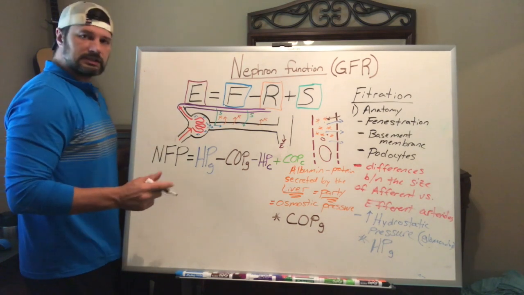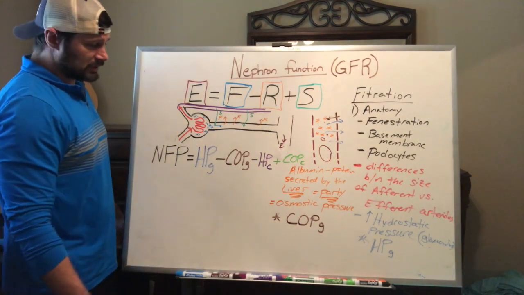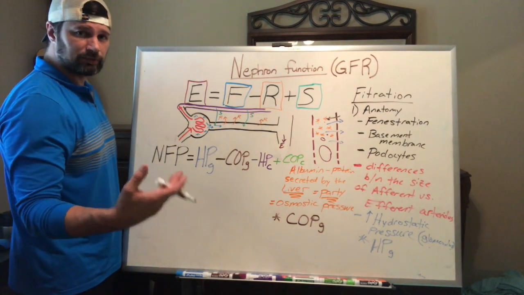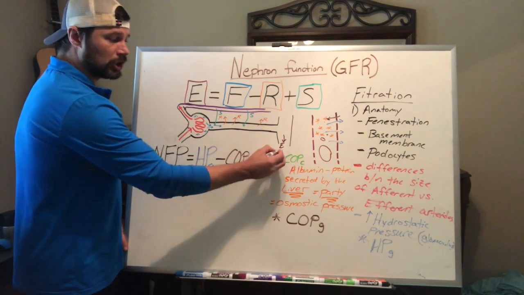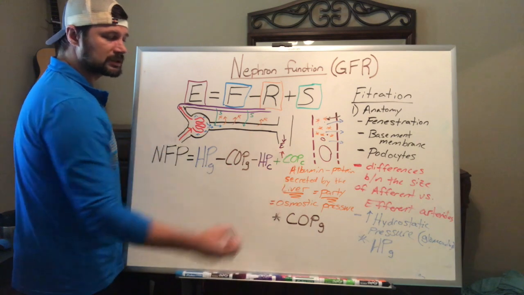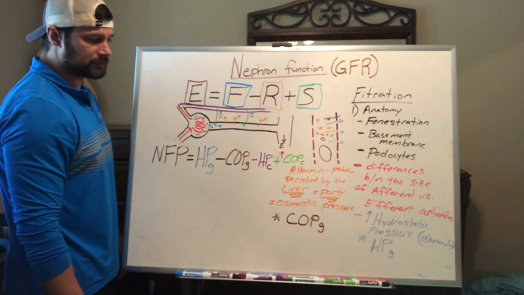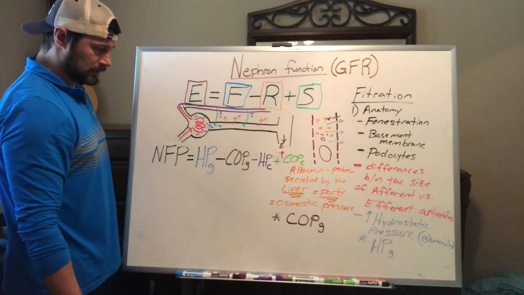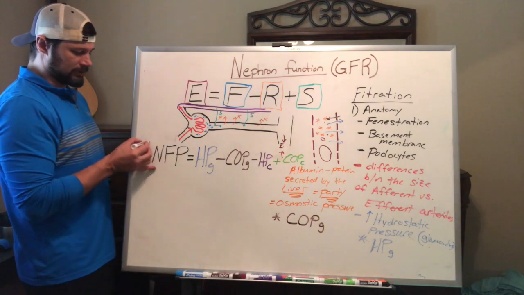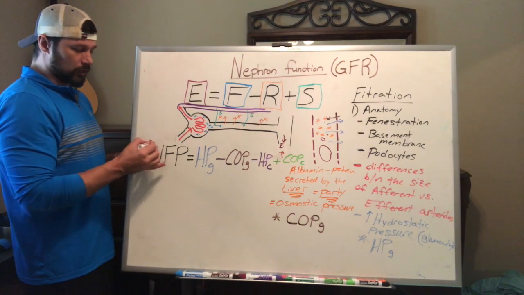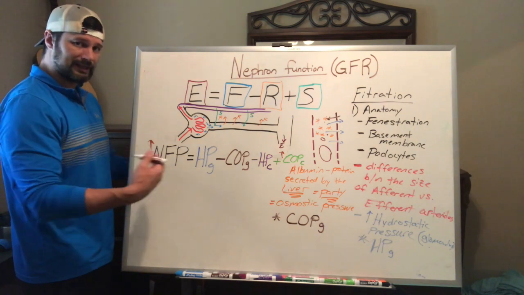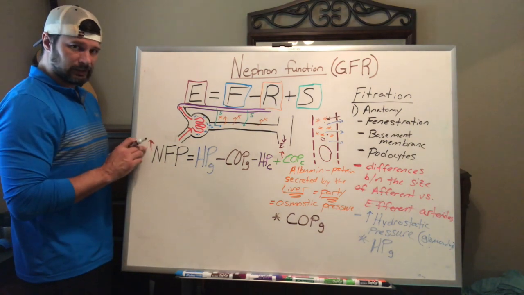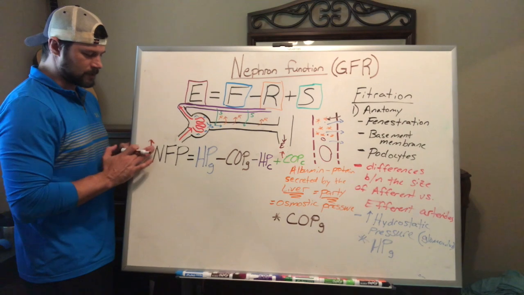Last but not least, what if a patient has a disorder that causes proteins to enter the Bowman's capsule? Proteins entering the Bowman's capsule would cause the colloid osmotic pressure to increase inside of that Bowman's capsule. Thus, we're going to promote more water moving from the blood into the capsule, increasing net filtration pressure.